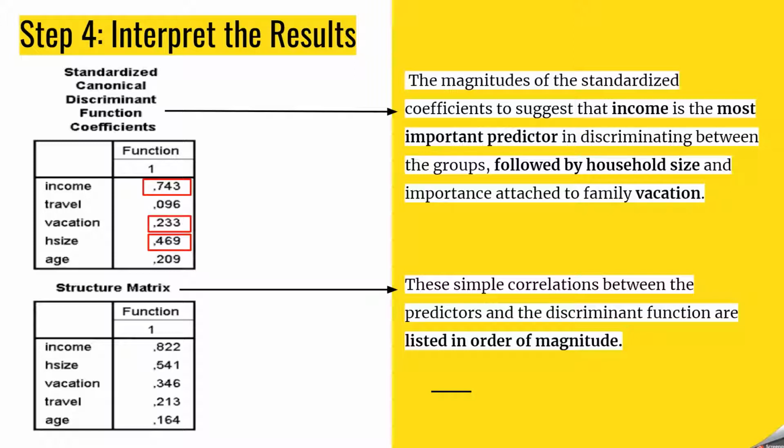vacation. In the structural matrix, we also see the order of the correlation with the dependent variable: income has the largest, followed by household size and vacation.